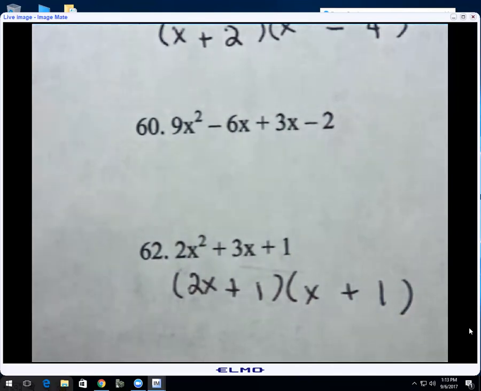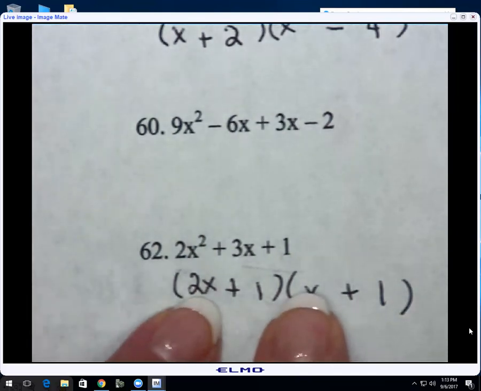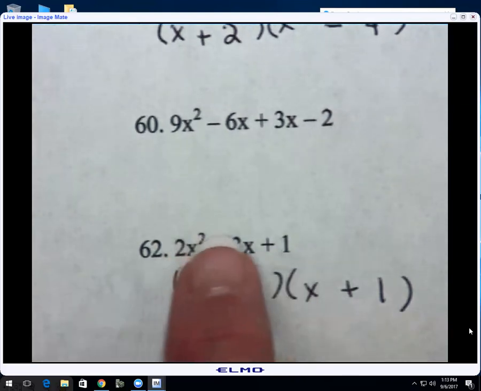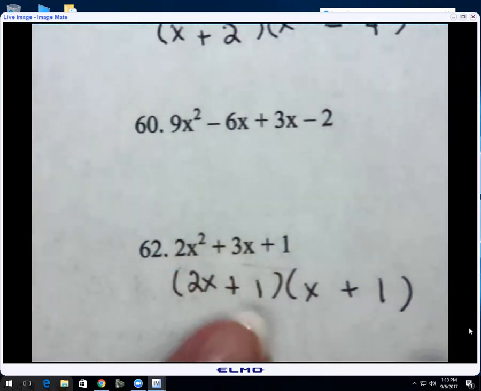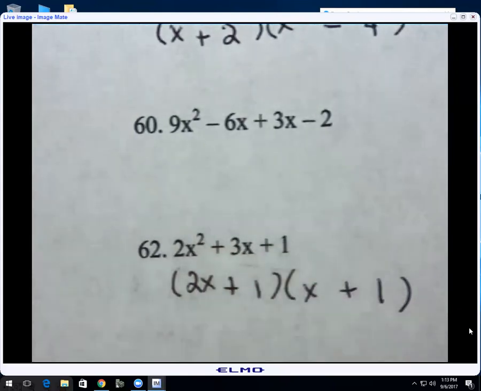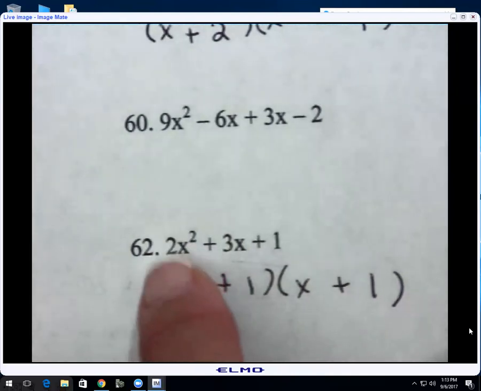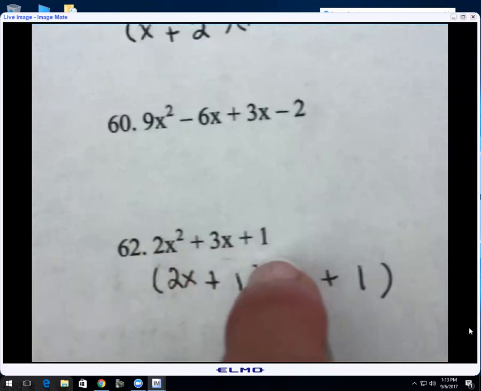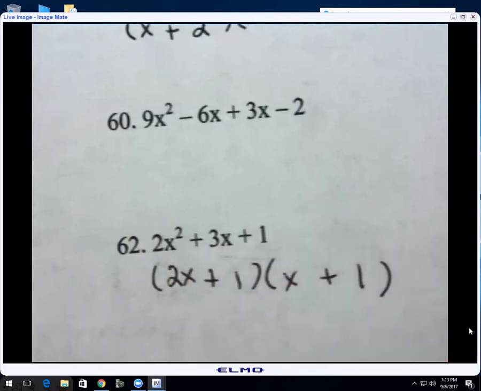And that checks. Here's my 2x squared. Here's my 2x outer plus 1x inner. That gives me 3x in the middle. And there's my plus 1 at the end. So trial and error is especially easy when there aren't very many ways you can factor the first term and there aren't very many ways you can factor the last term. There's not a lot of things you could have to try before you lucked upon the right answer.